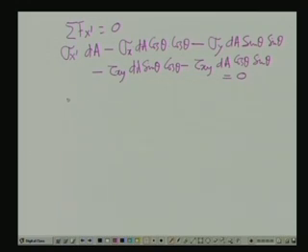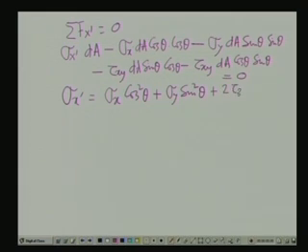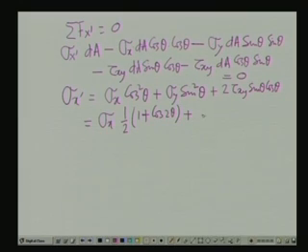So, this gives us the equation as sigma x dash equals sigma x cos square theta plus sigma y sin square theta plus twice tau xy sin theta cos theta. Writing cos square theta and sin square theta in terms of cos 2 theta, you can write this as sigma x times half of 1 plus cos 2 theta plus sigma y times half of 1 minus cos 2 theta.